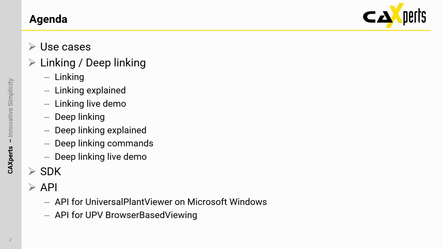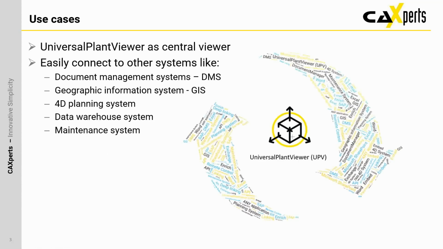So let's start with the use cases for now. UniversalPlantViewer, as most of you probably know, can be used as a central viewer for all project stakeholders. So therefore, it absolutely makes sense to connect UniversalPlantViewer to other systems. Some of the integrations you could think of are an integration with your document management system, with your geographic information system, maybe with your 4D planning system or data warehouse system, and also all kinds of other systems like maintenance systems are supported, obviously. And as you will see later on, we can do this integration in two ways.